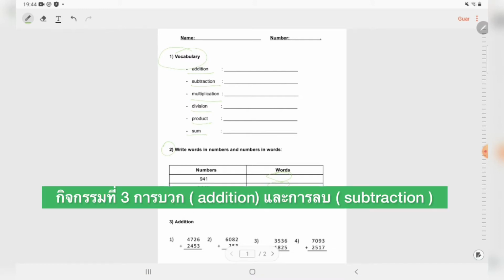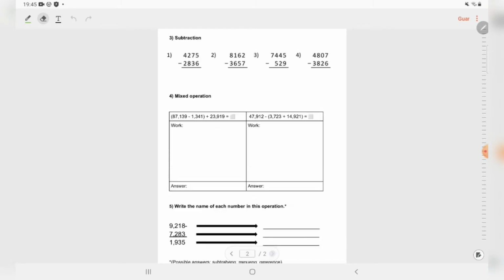Exercise number 3, we have 2 parts of this exercise. We have actually addition and subtraction. Here we have additions, as you see, 1, 2, 3, and 4 additions. But in the back part of this sheet, we have also subtraction. So let's go there and take a look. I'm going to review with you shortly how to make these operations.